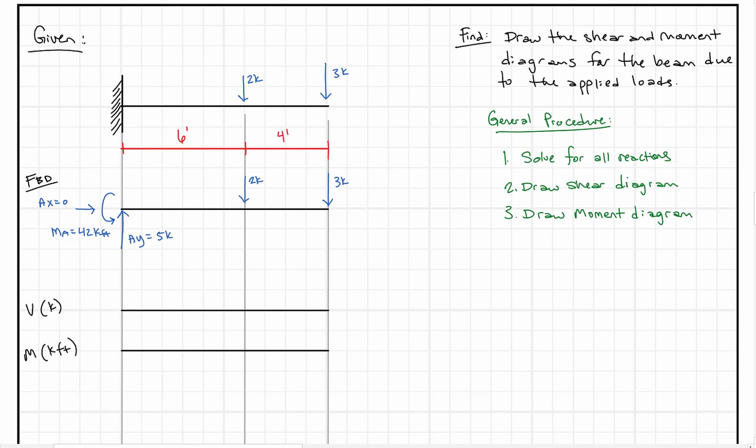Okay, so for this problem, what we have is a cantilever beam with two point loads. And what we're going to do here is solve for the shear and the moment diagrams for this beam due to the applied load. So first, I already went and solved for the reactions here.